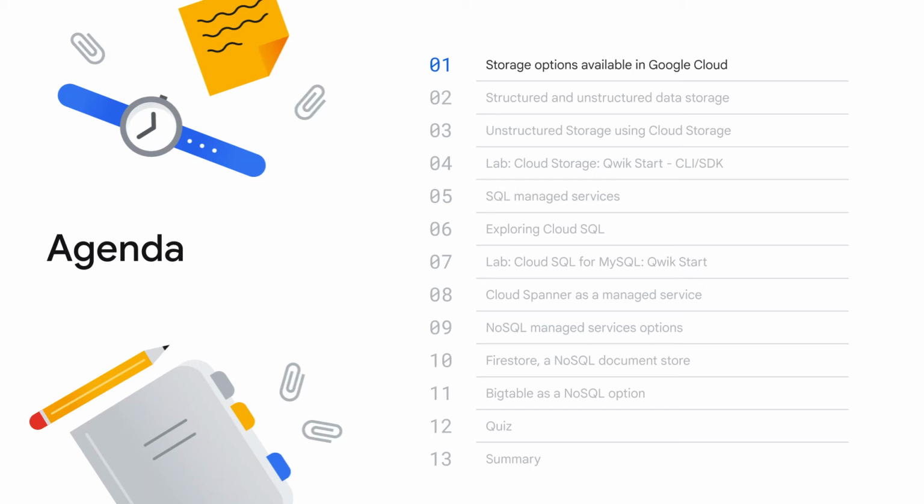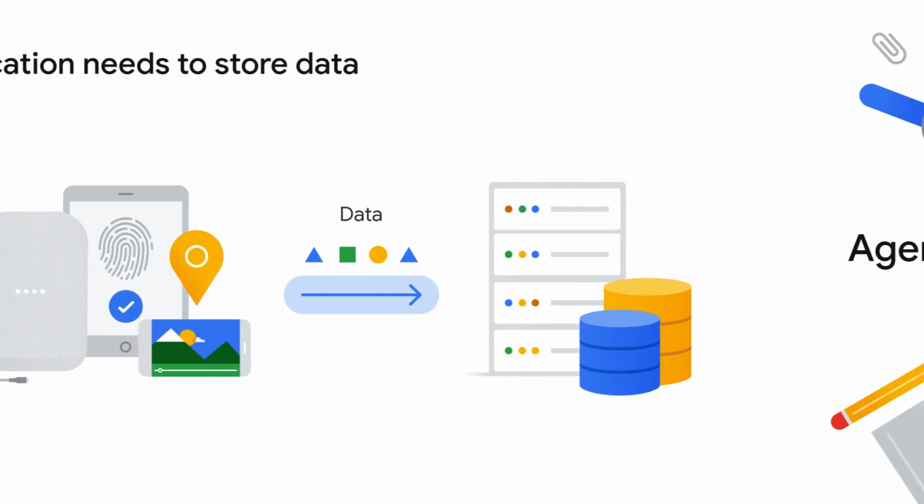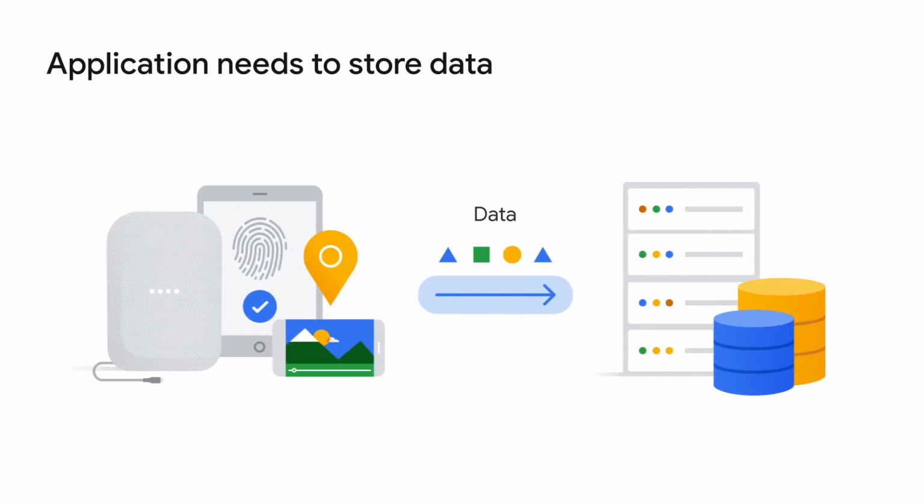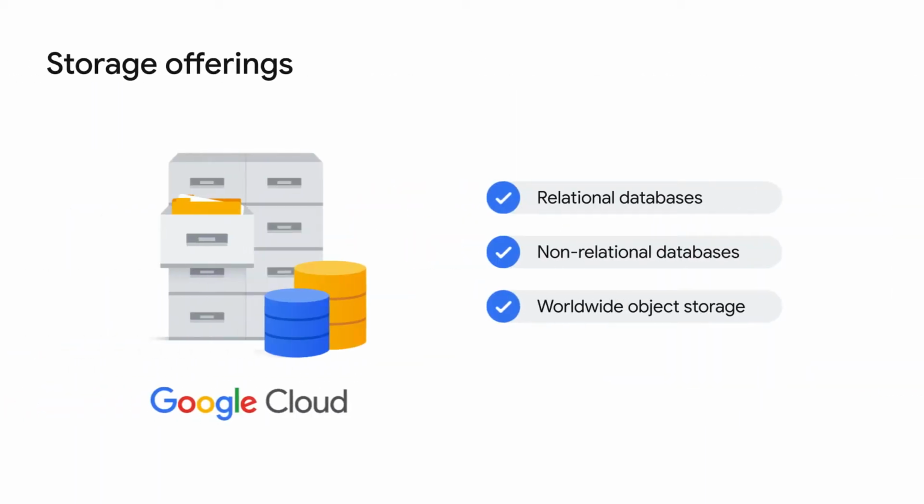Let's begin by exploring the different storage options available in Google Cloud. Every application needs to store data, like media to be streamed, or perhaps even sensor data from devices. And different applications and workloads require different storage database solutions. Google Cloud offers relational and non-relational databases and worldwide object storage.